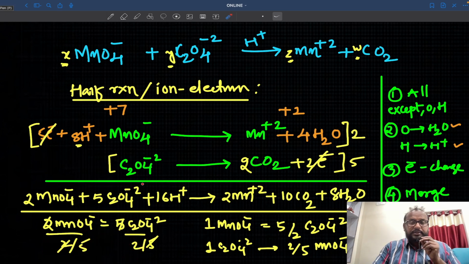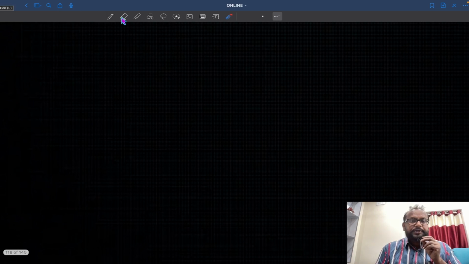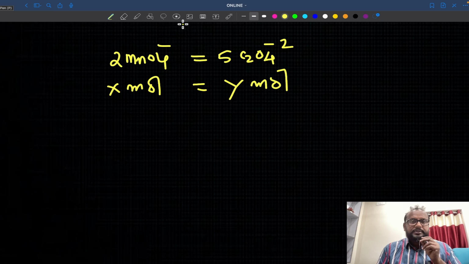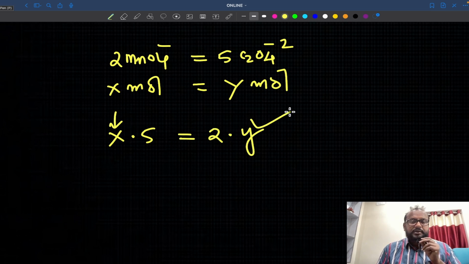You know the thing that you have, what can you write here? 2 moles of MnO4 minus is equal to 5 moles of C2O4 2 minus. So x moles will be equal to y moles. In the exam, either x will be given and y will be asked, or y will be given and x will be asked. Just cross multiply it, you will get the answer. So x times 5 equals 2 times y. If x is given, you can solve for y. If y is given, you can solve for x.